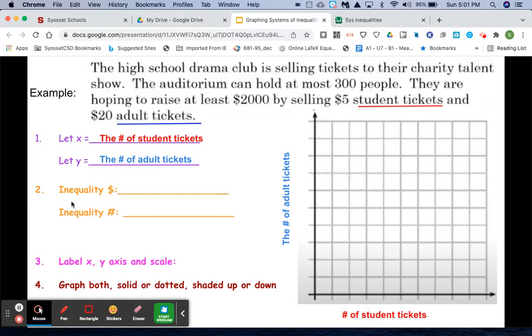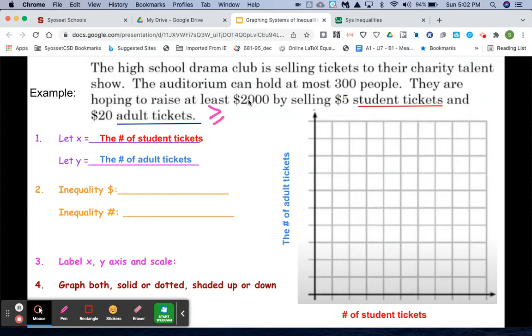First inequality we're going to write has to do with money. They are hoping to raise at least $2,000. Well, let's see. What does at least mean? At least means I can earn greater than $2,000, or I can raise equal to $2,000. I just can't raise less than $2,000 by selling all these tickets. So I want to raise greater than or equal to $2,000.